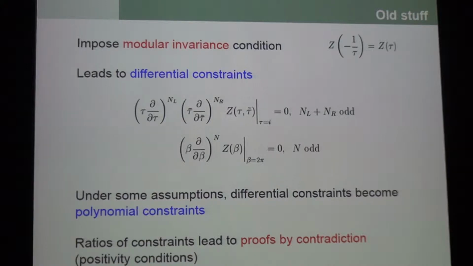With some nice assumptions like discrete spectrum and unitarity and those sorts of things, we can turn those differential constraints into polynomial constraints. And then by taking convenient ratios of these polynomial constraints, we can find things like sum rules or positivity conditions that we then use to do proofs by contradiction, very similar to what is happening in 4D or whatever else.